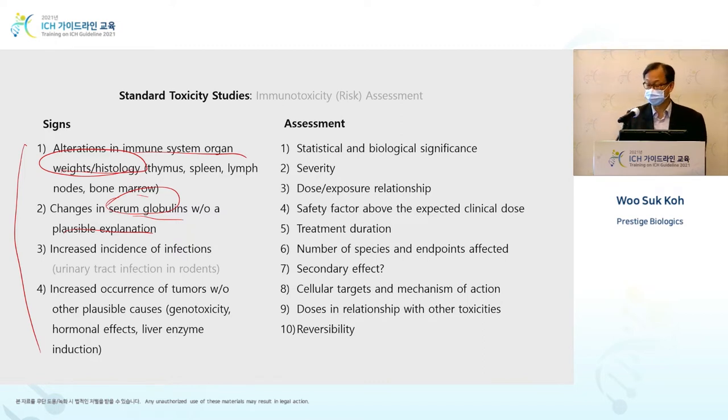Let's say in toxicology test for antibody drug product, serum globulin increases, and it's natural because the drug itself is immunoglobulin. When it's given in serum test results, AG ratio goes down, albumin ratio goes down. It's not a disease. It's because the drug substance is immunoglobulin. Increase of infection. When immune function goes down, infection increases.